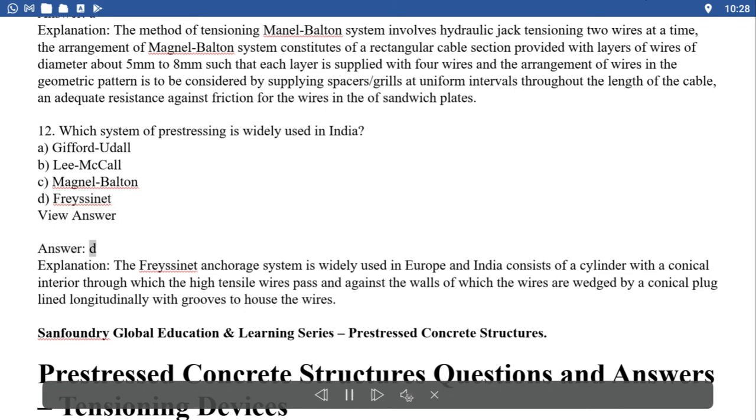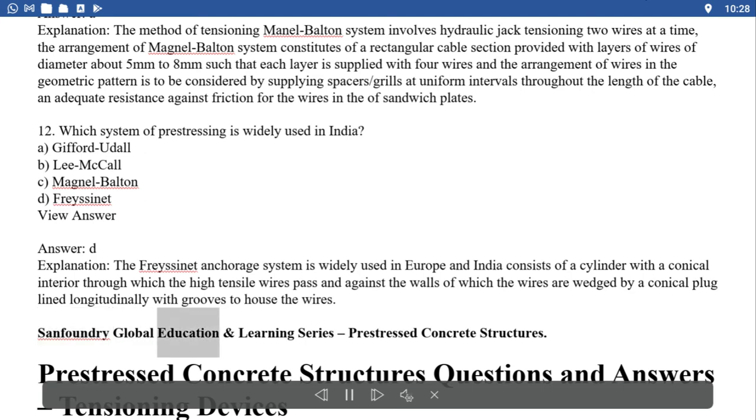Answer D. Explanation. The Freyssinet anchorage system is widely used in Europe and India. It consists of a cylinder with a conical interior through which the high tensile wires pass, and against the walls of which the wires are wedged by a conical plug lined longitudinally with grooves to house the wires.